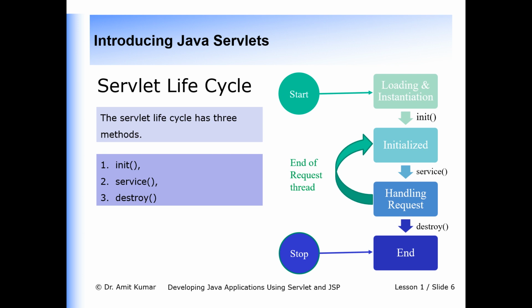The init method is used to initialize the servlet and it is called only once, and the destroy method is used to unload the servlet from the memory and it is also called once in the entire life cycle of the servlets. And the second method, that is the service method. The service method is called every time a client makes a request to the server. So this concludes the life cycle of the servlets.